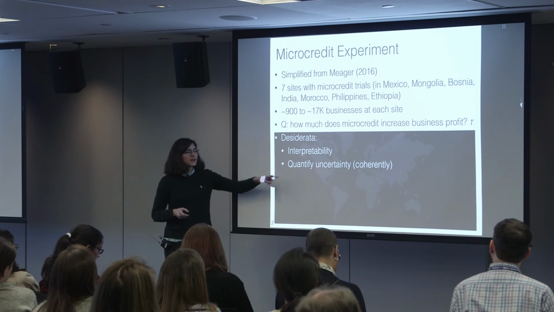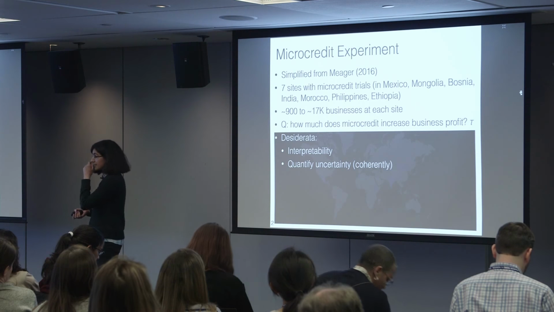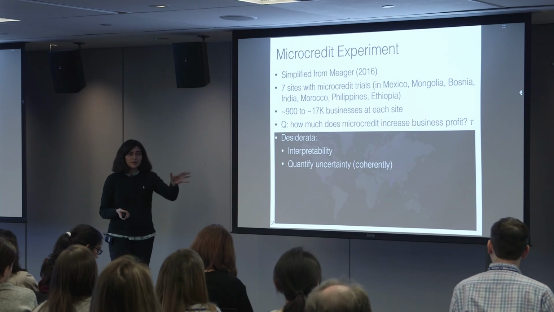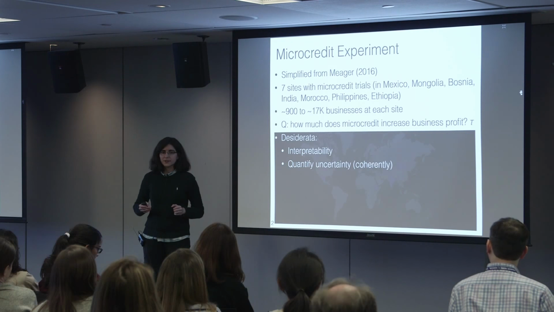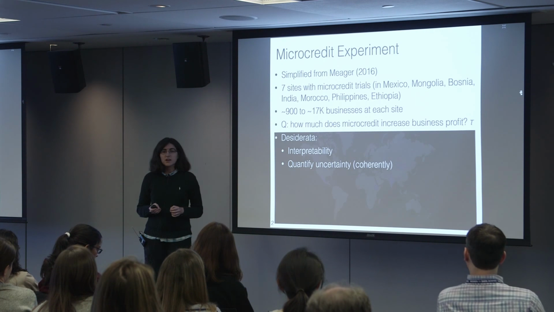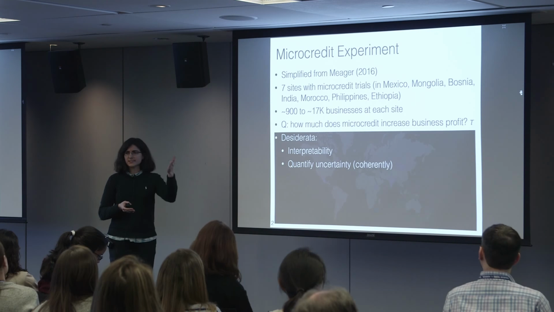Another thing is we want to quantify uncertainty. So this is very important for the decisions that we're going to make at the end of the day. Let's say I find out that tau is on average $2 purchasing power parity every 2 weeks. That's how much microcredit is increasing business profit. Well, is it $2 plus or minus 0.1 cent?